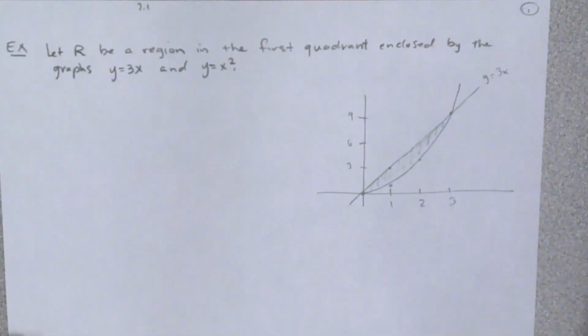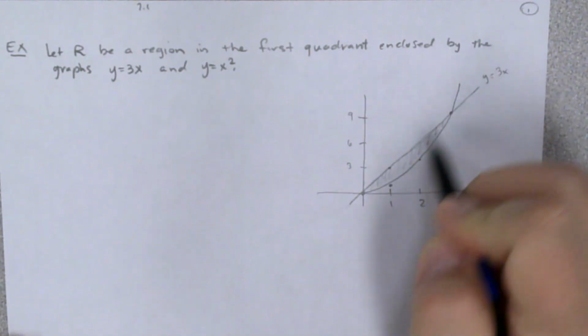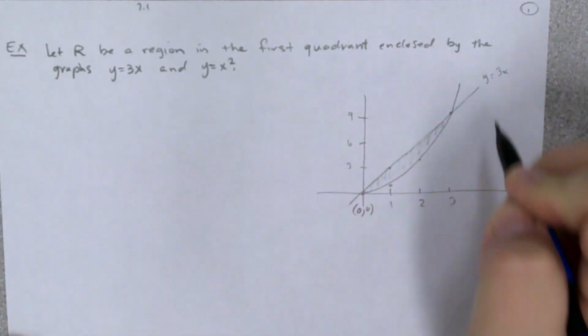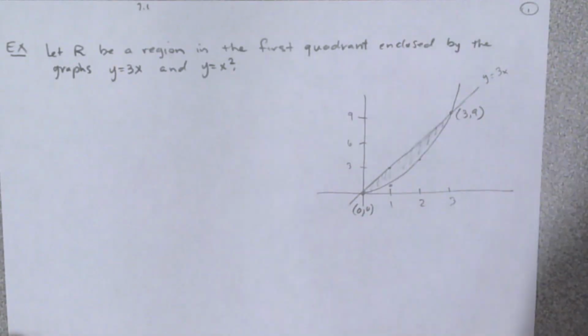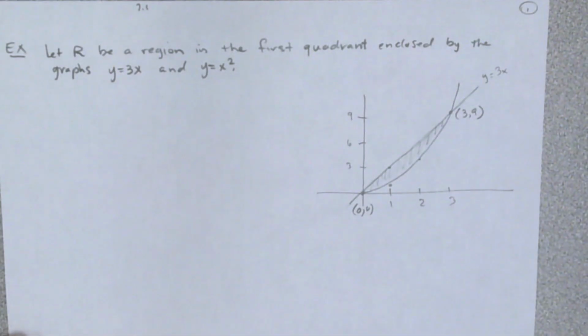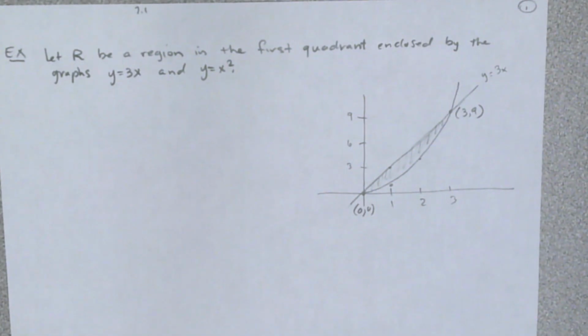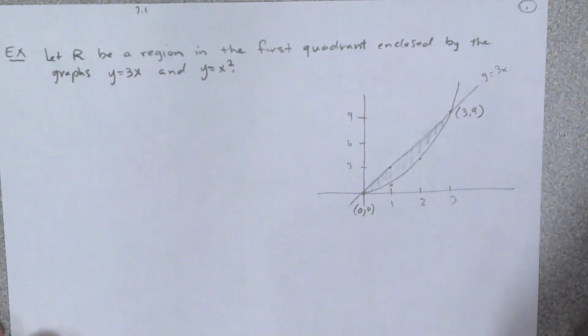The next thing you have to do is identify each of the points of intersection. This point down here is 0, 0, and this point right here is 3, 9. You have to find those. You can find them by algebraic approaches. If you are allowed a calculator, you can find them on the calculator. We're going to show you examples of all those. This was basically the algebraic approach to it.